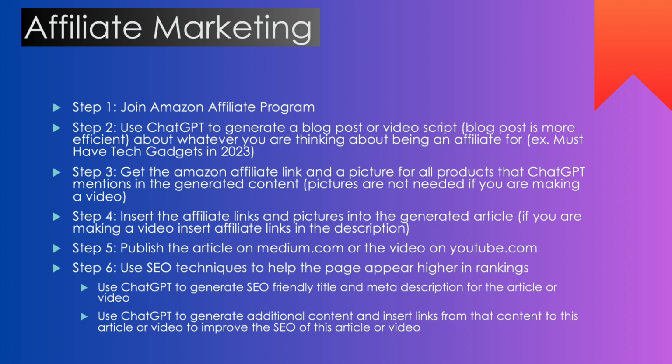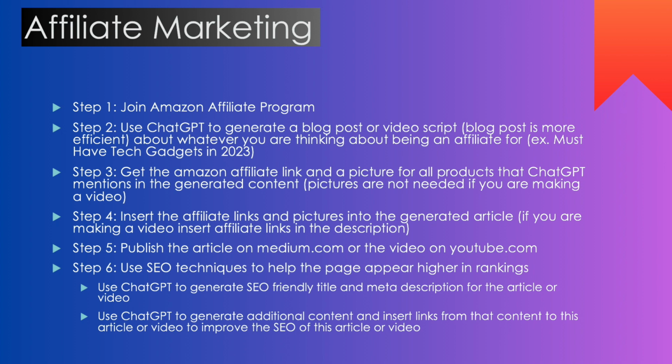The next step is you need to use ChatGPT to generate a blog post or a video script. And I always recommend a blog post here because it's much more efficient. Because if you have a video script, then you have to record the video and edit it, and it takes a great deal of time. But if ChatGPT just generates a blog post, then you can just post that blog and then get started posting more blog posts. So I recommend using ChatGPT to generate a blog post, but if video is your thing, you could also use it to generate a video script about whatever you are thinking about being an affiliate.